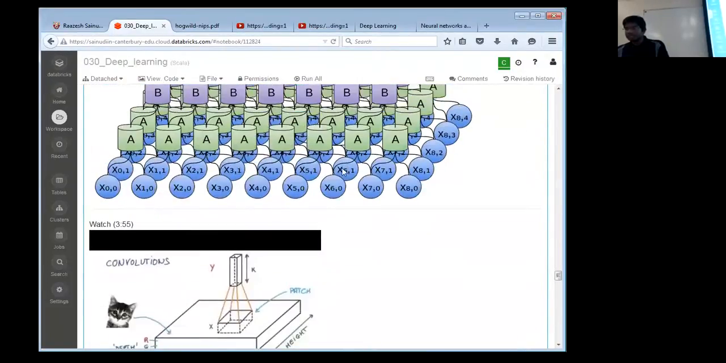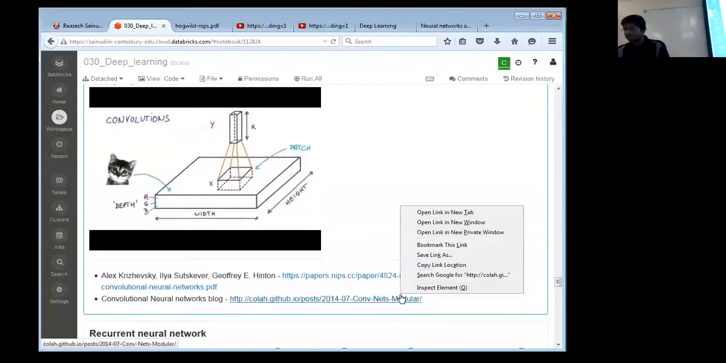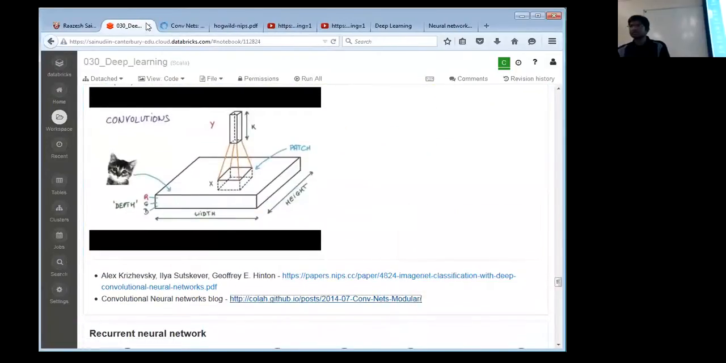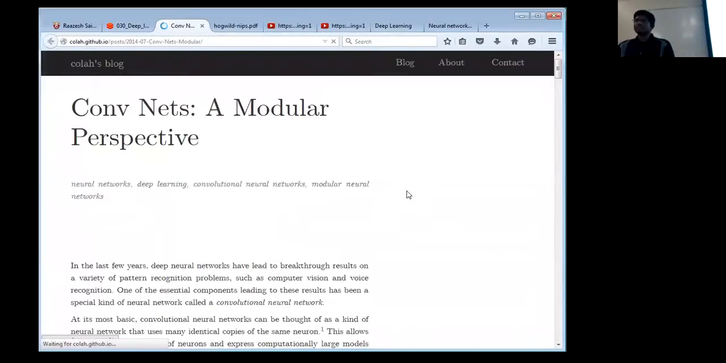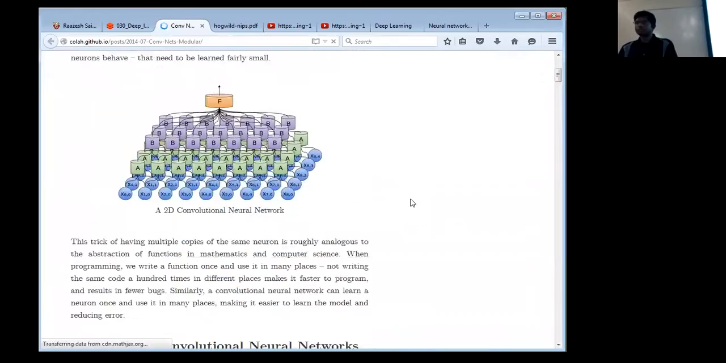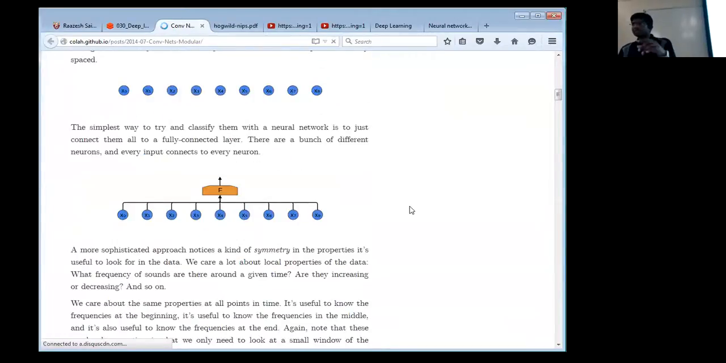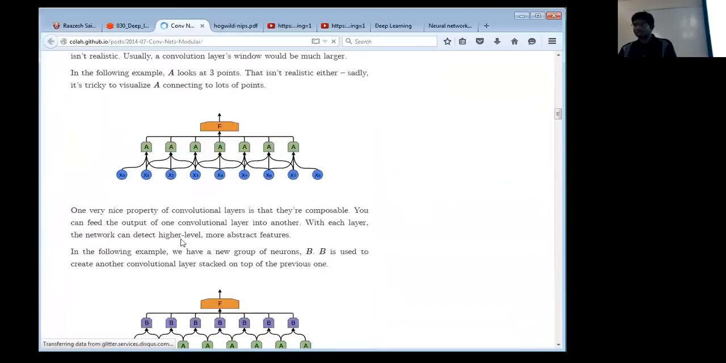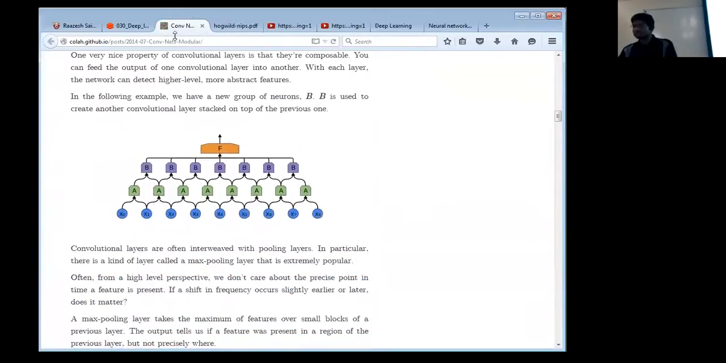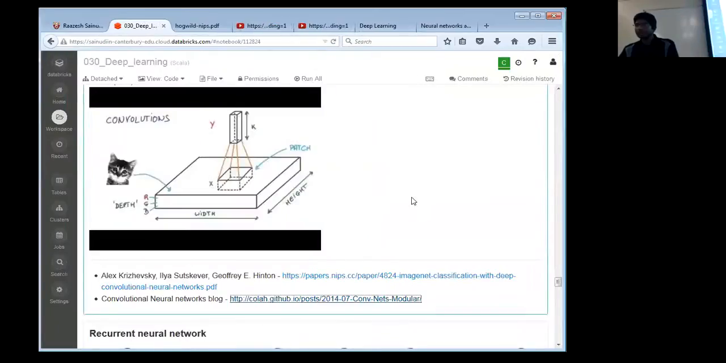And this image is taken from this blog. This is a really good explanation of convolutional neural networks. He goes in depth about what each layer is doing and what these connections mean and all of that. So go through this blog.